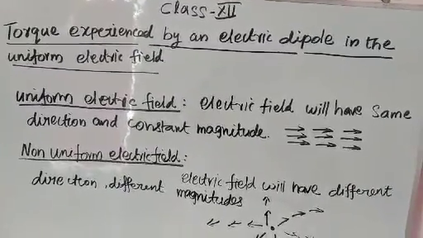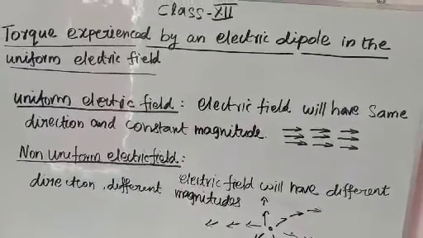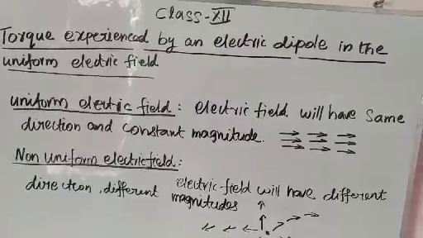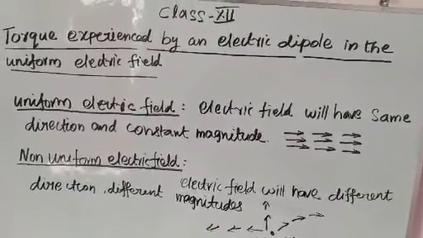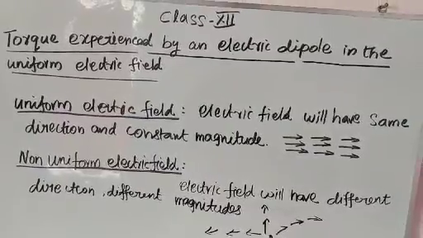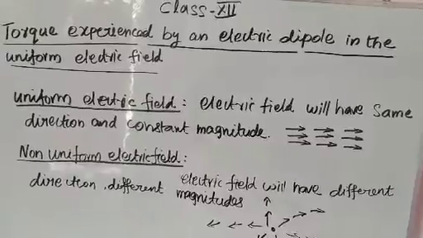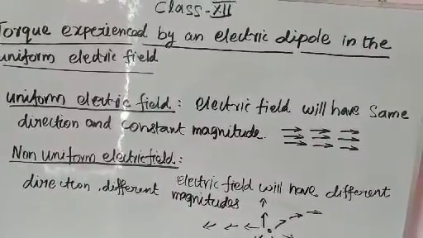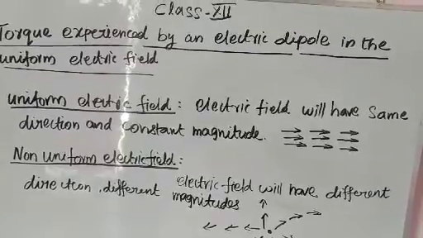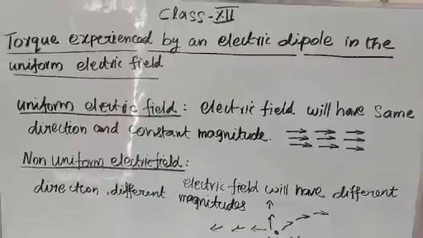What is uniform electric field? Electric field will have the same direction and constant magnitude, or same direction, same magnitude. This is called uniform electric field. What is non-uniform electric field? Electric field will have different direction, different magnitude, or same magnitude. It is called non-uniform electric field.